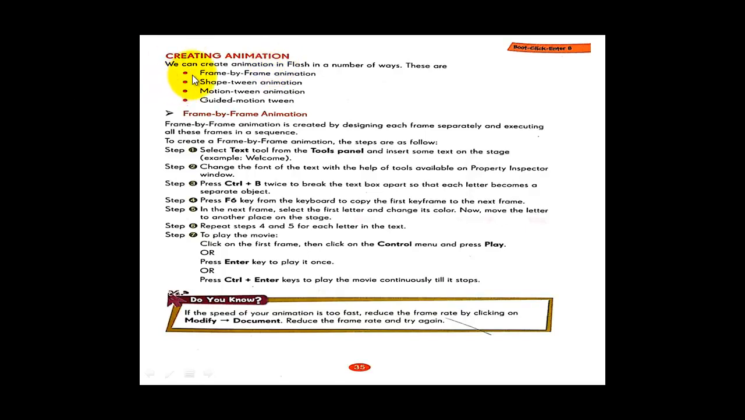Now we can create animation in Flash in a number of ways. These are frame by frame animation, then shape tween animation, and the third one is motion tween animation, then guided motion tween. Now in these 4 different ways we can create animation in Flash. Now let's see this one by one.